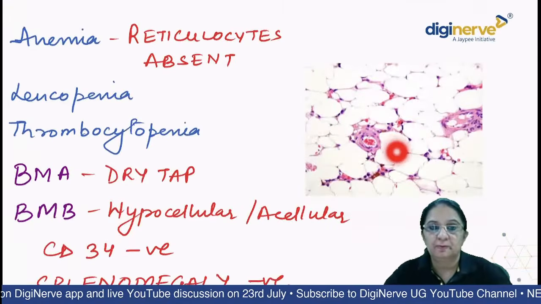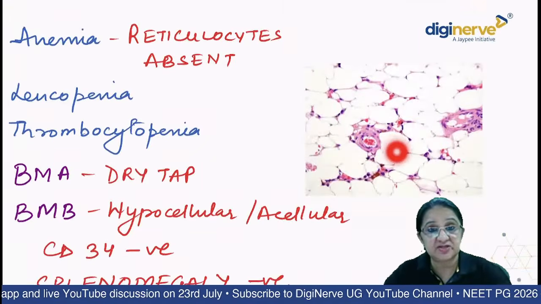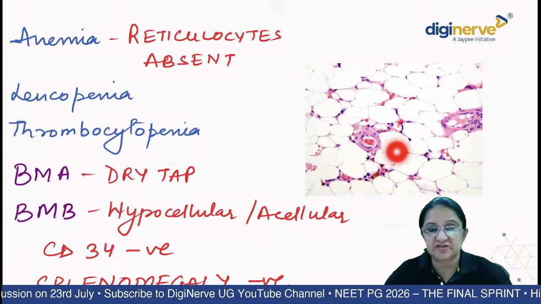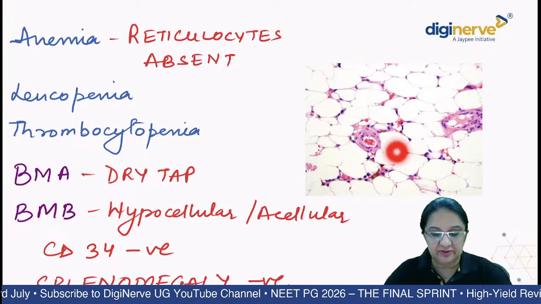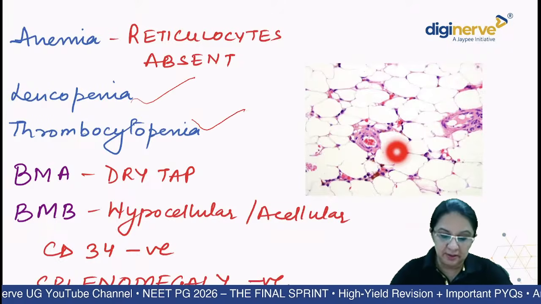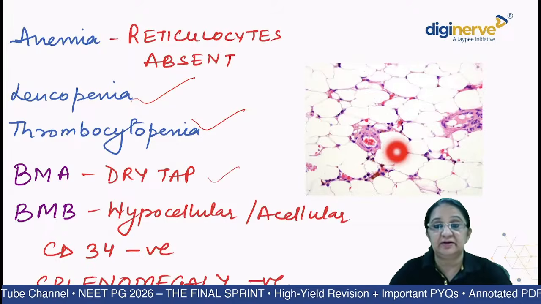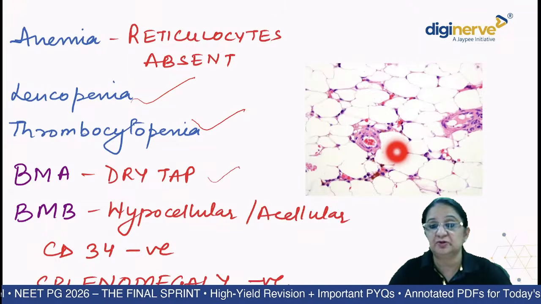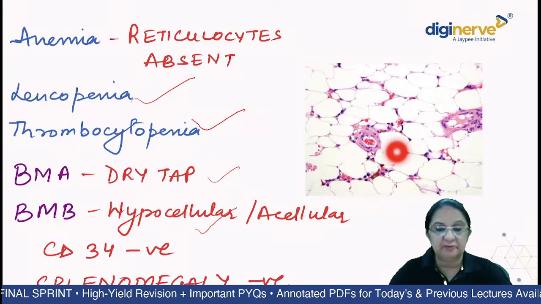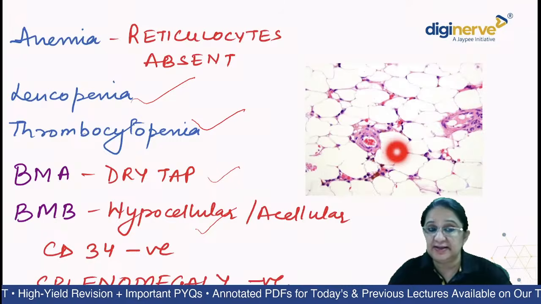Then what do you see? Even the reticulocytes would be absent. Why? Because there are no newly released RBCs. There would be leukopenia, thrombocytopenia. On bone marrow aspiration, you will get a dry tap. Why? Because there are no cells. On bone marrow biopsy, it will be hypocellular or acellular.